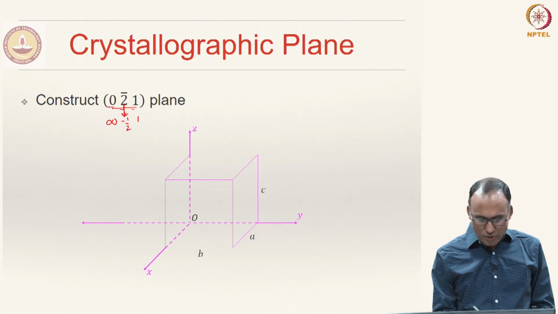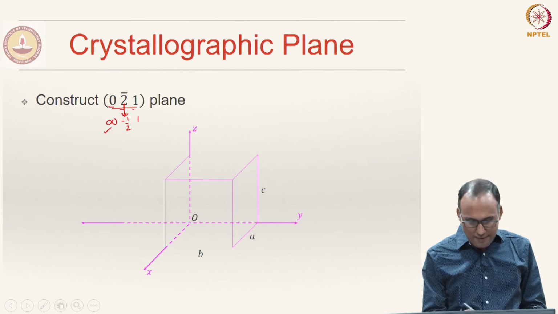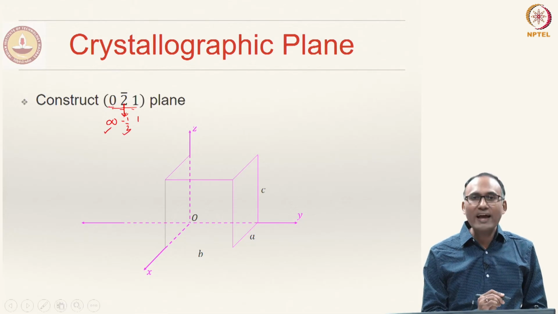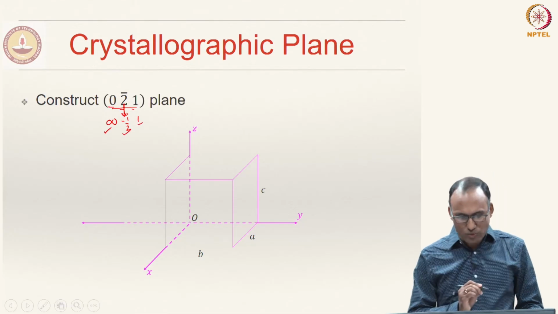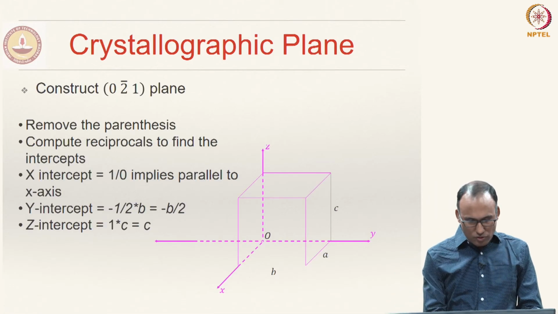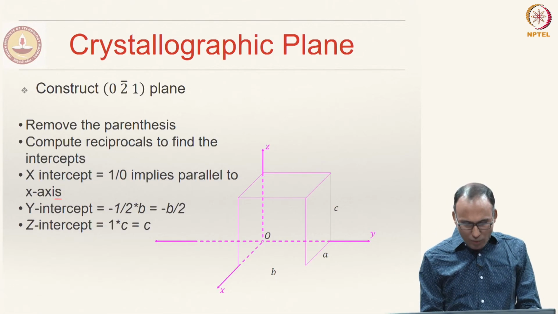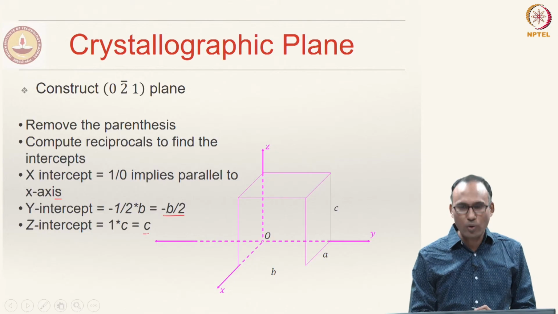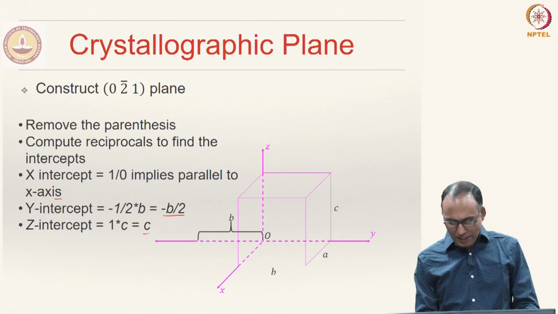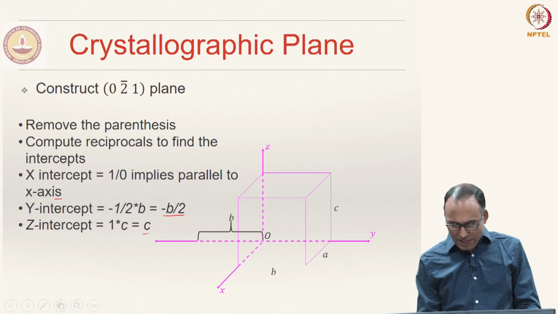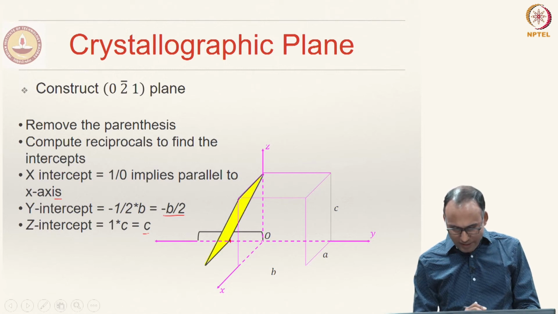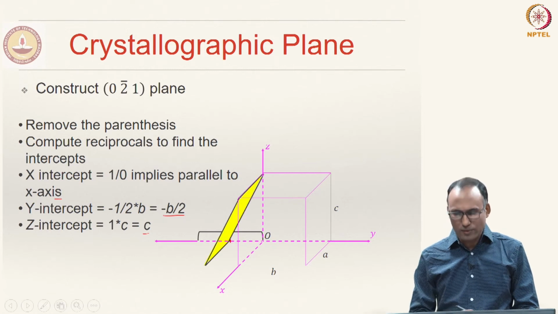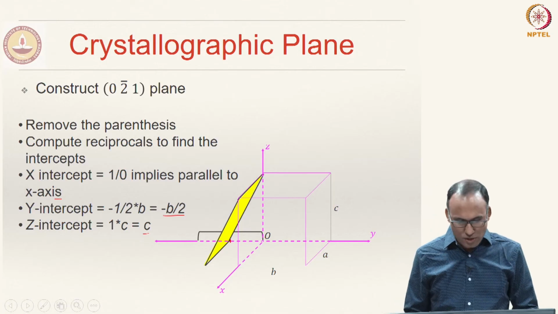That means this plane is going to be parallel to the x axis, going to intersect the y axis at minus half and the z axis at 1. So, it is parallel to the x axis, the y axis at minus half, the z axis at 1. This is b, so this should be intersecting the y axis at minus half and the z axis at 1. So, that is our plane 0, 2 bar 1.